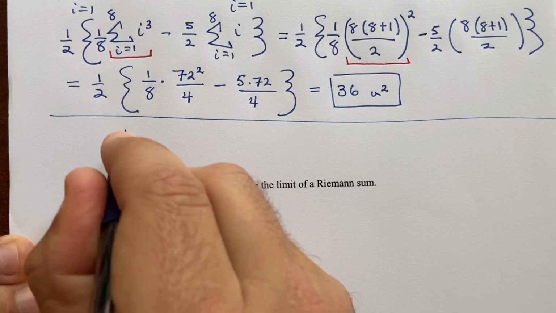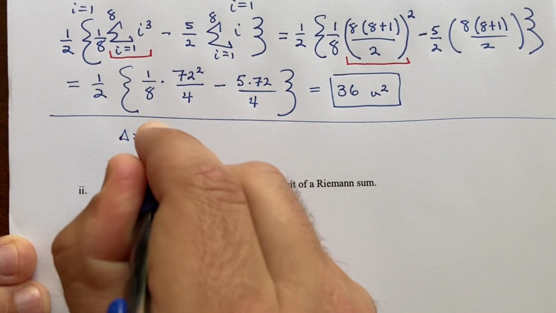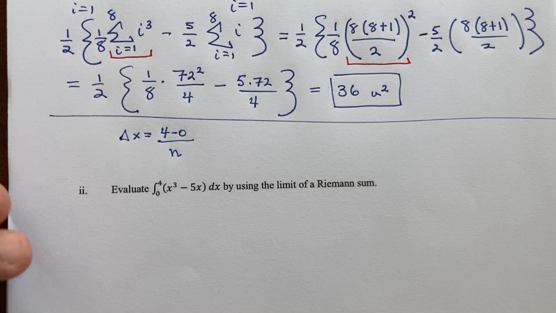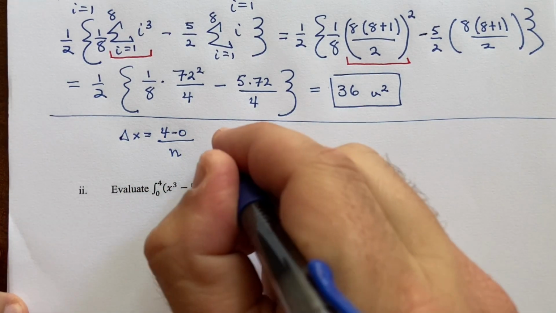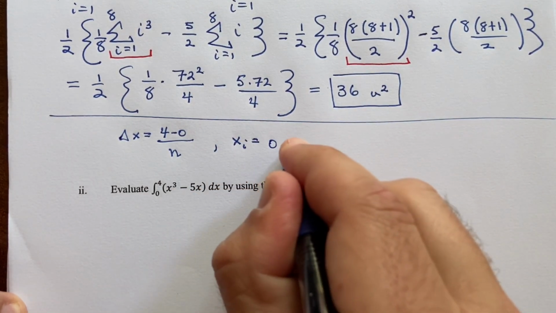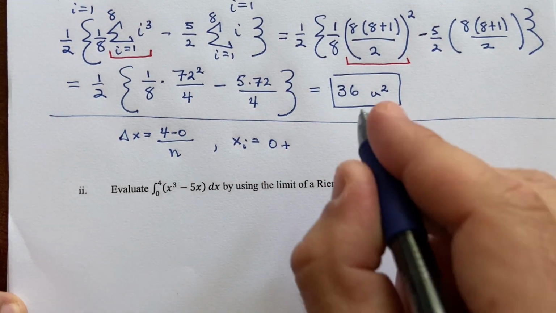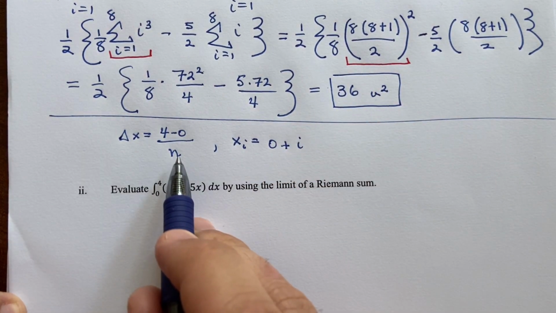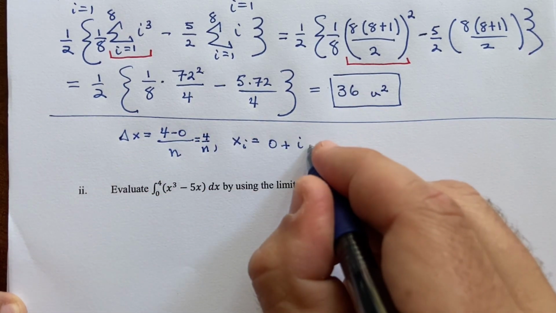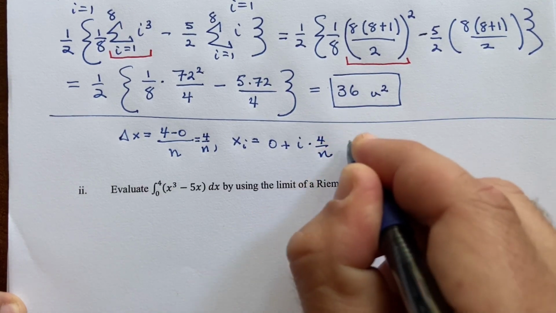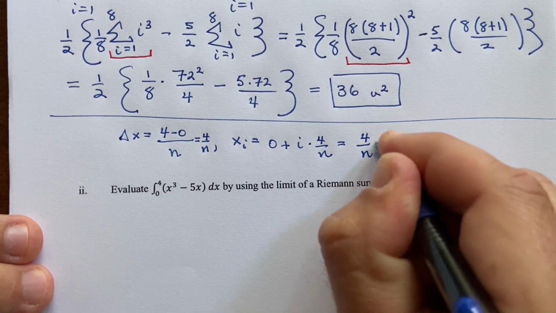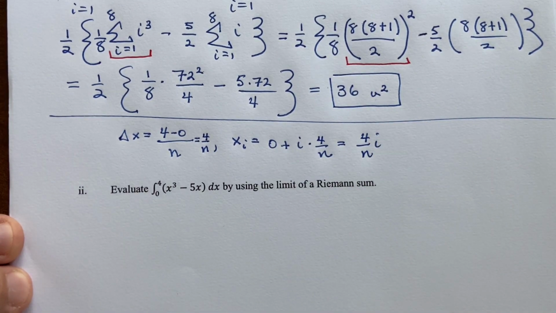Okay, so to redefine a couple things, delta x is 4 minus 0 over n. This time we're just going to leave it as n. X sub i would be 0, again a is still 0, plus i times delta x. I guess I didn't simplify. Delta x would just be 4 over n. So i times 4 over n. In other words, we get just 4i over n. I guess we can leave it that way.